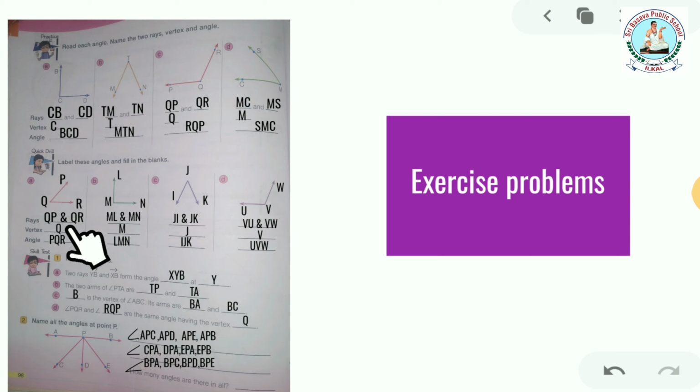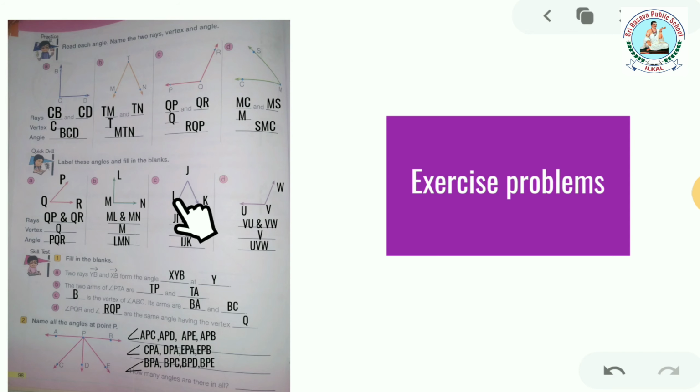Q is the common point, that is the vertex, and PQR is the name of this angle. Similarly, this figure is labeled as L, M, N. So you can choose your own letters as well. So what are the arms of this angle? ML and MN are the arms. M is the common point and LMN is the name of this angle.